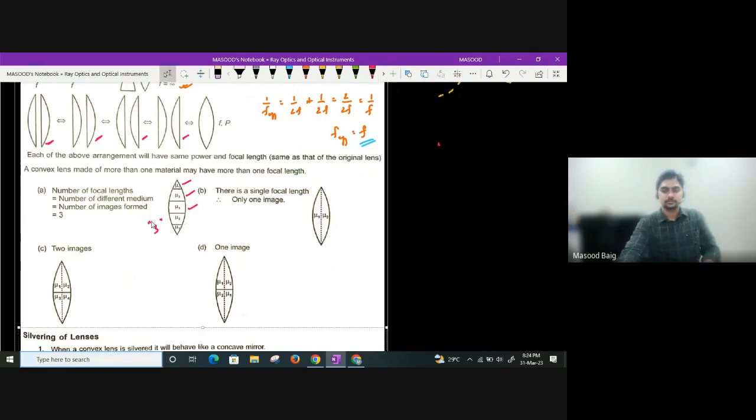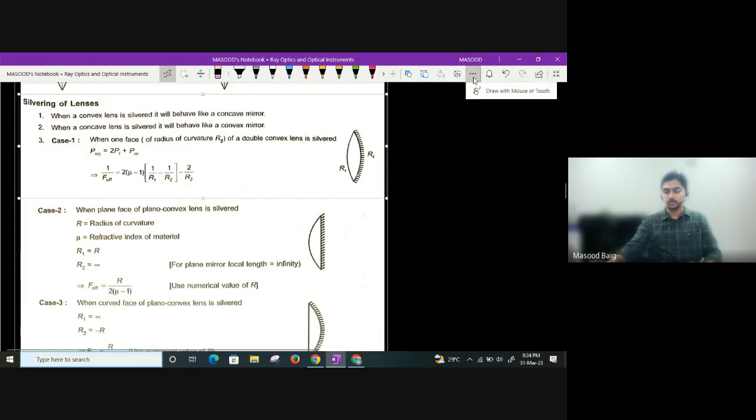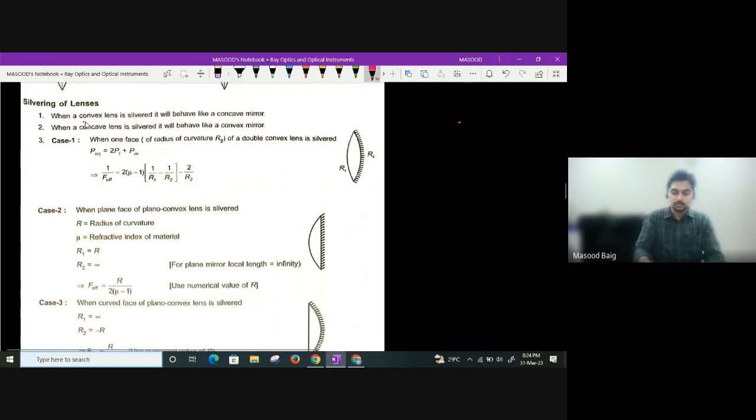Clear, everyone? Then we have silvering of a lens. Two points you need to remember. I'll discuss the concept of doing the question while we are solving problems. So what is the concept here? Whenever you take a convex lens, it can be any type: a plano-convex lens, a biconvex lens, an equiconvex lens, or a convex meniscus. You take any type of convex lens, and if it is silvered, it is going to behave as a concave mirror. And always remember, a concave mirror will have negative focal length and positive power.